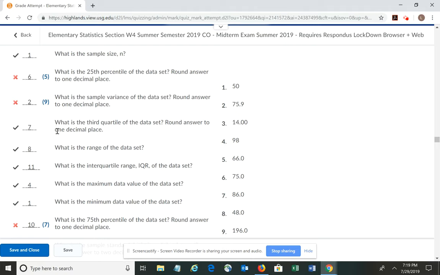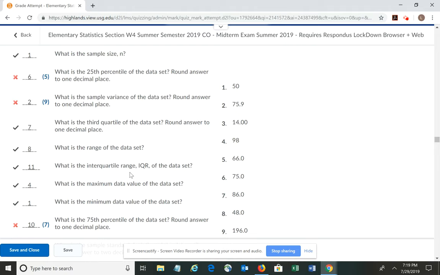Third quartile, I'm just going to double check. Third quartile was 87. They got 86. Again, it's a little bit different depending on which calculator you use. Okay, the range would have been your max minus your min, so that's 48. You got that one correct.